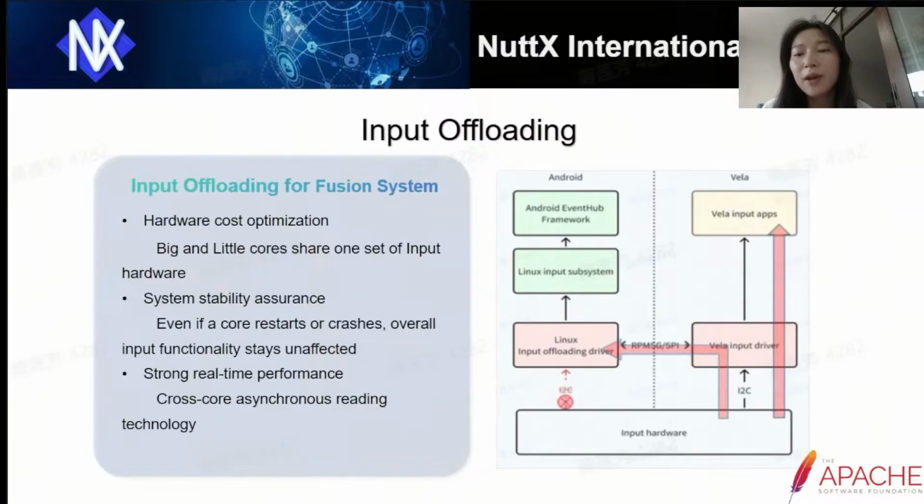Additionally, the solution remains compatible with both Android and Vela input subsystems. Even if one core reboots or crashes, the overall input functionality remains available. To guarantee strong real-time performance, we use async cross-core communication for efficient data transfer, so input can respond really fast. For example, the delay for crown operations on the smartwatch can be kept under 10 milliseconds.